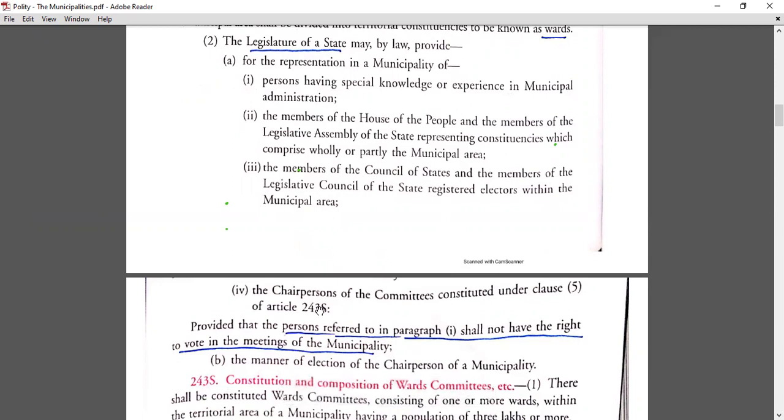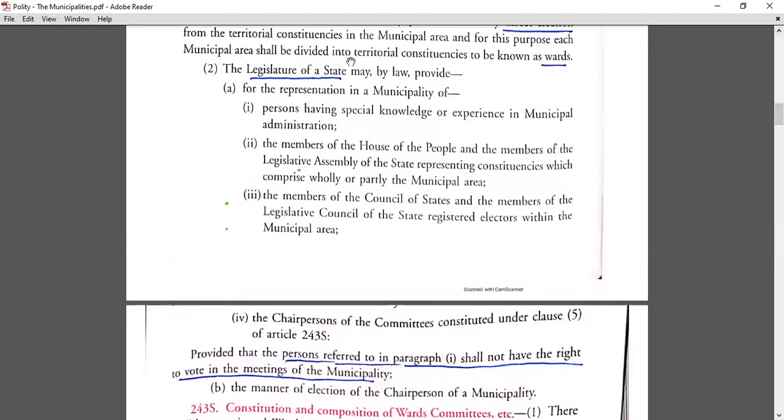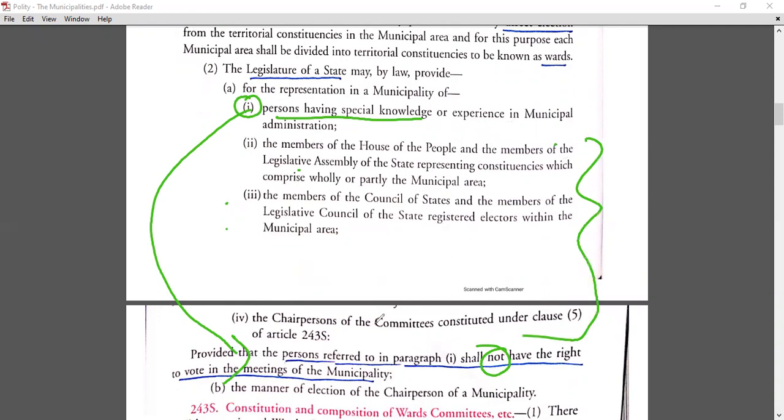So these provisions are to be made by the state legislature through a law, provided that the persons referred to in paragraph 1 shall not have the right to vote in meetings of the municipalities. Now this becomes very important. Who will be the persons who will not have the right to vote in the meetings? That is paragraph 1, these persons, if selected, these persons having special knowledge will not have the right to vote. Rest everyone will have right to vote in municipal meetings. Remember, it's a constitutional provision. Fine. Next.